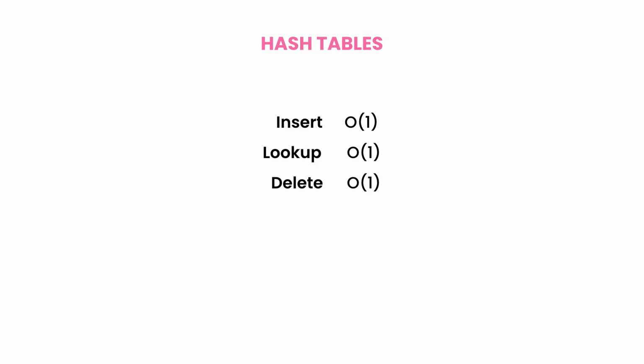Having said that, in the worst case scenario, these operations may run in O(n), but practically speaking, this is something that rarely happens. So most people have come to this agreement that hash table operations run in O(1). Next, I'm going to show you how to work with hash tables in Java.